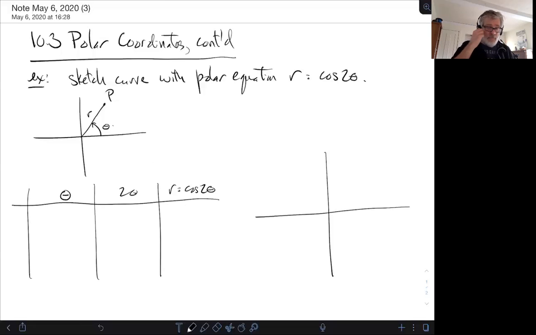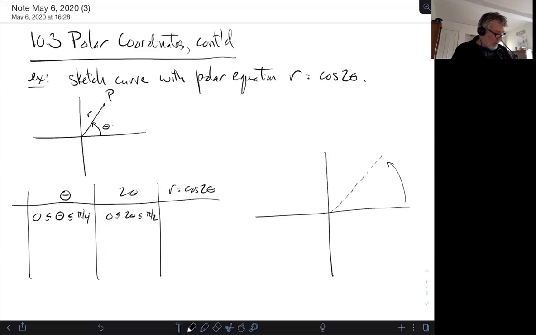So the cosine, when its input goes from 0 to pi over 2, goes from 1 down to 0. Because theta is multiplied by 2, I'll start by looking at what happens from 0 to pi over 4. Then 2 theta will go from 0 to pi over 2. So when I'm sketching this, I'll be looking at what happens from 0 to pi over 4.